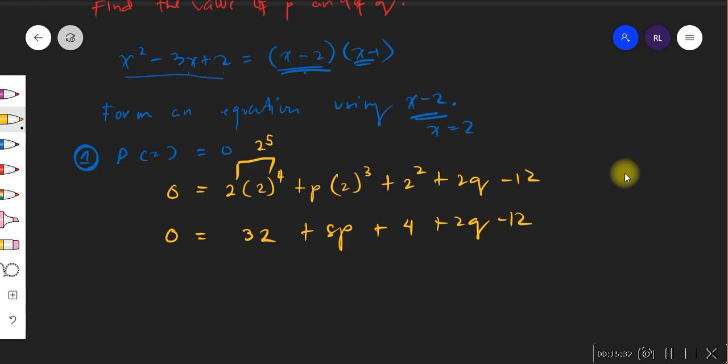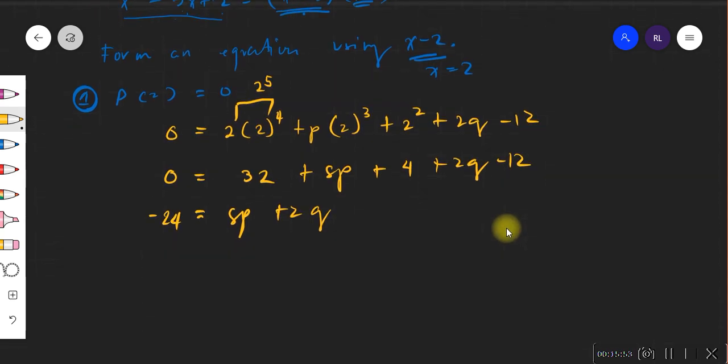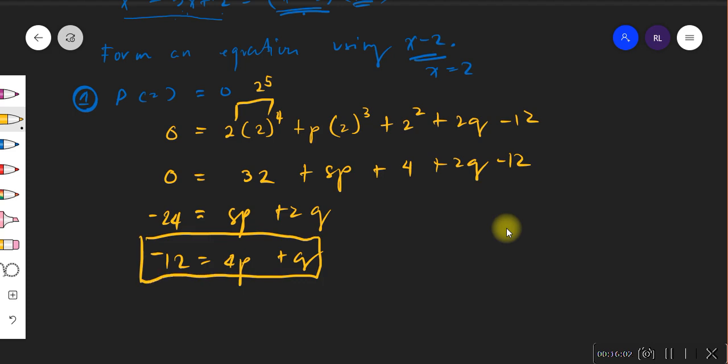We can move the constants to the left side. We may also choose not to move them, it's up to you. So here, 32 plus 4 is 36, and 36 minus 12 becomes 24. If we move that over, that's negative 24. Then I have 8p plus 2q. Simplifying this further will give us negative 12 equals 4p plus q. So this is our first equation.